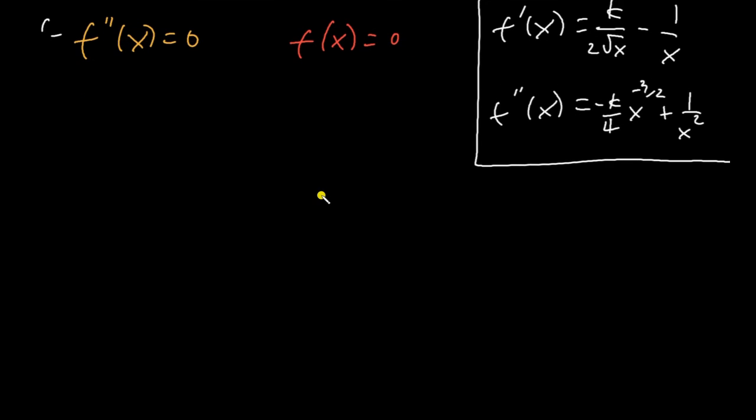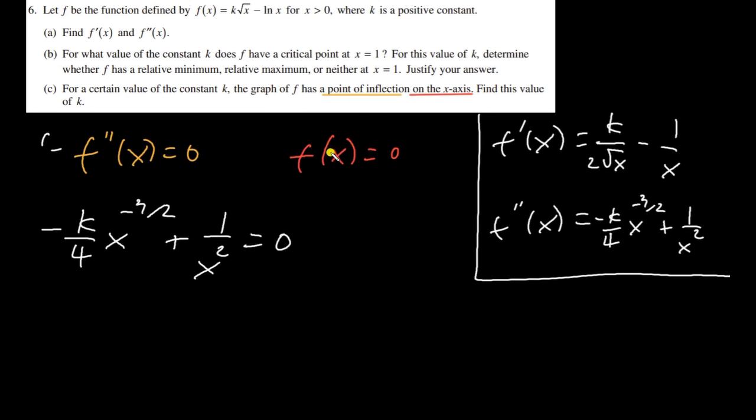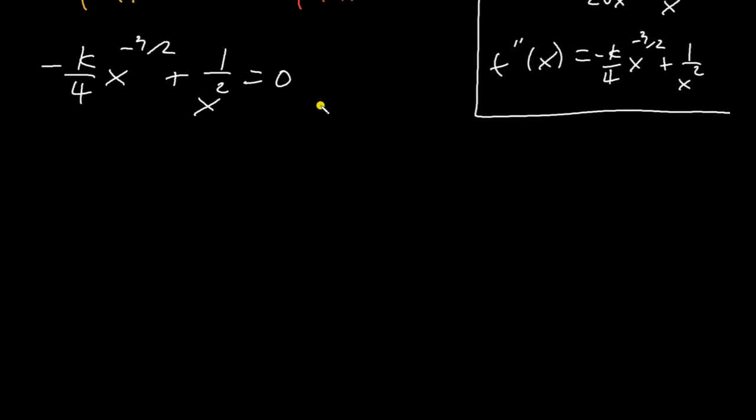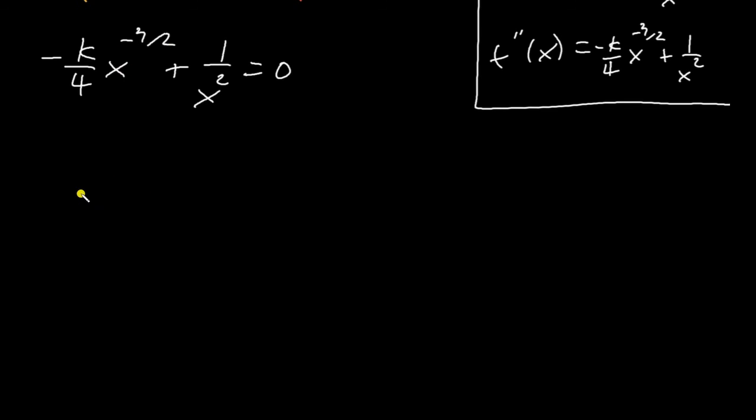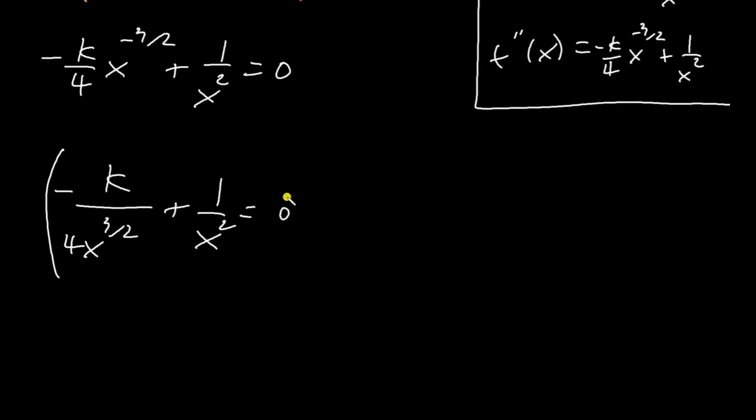We'll start with f double prime of x, okay? We'll take this and set it equal to 0. So negative k over 4, x to the negative 3 over 2, plus 1 over x squared equals 0. And by the way, something important, x is greater than 0 here, right? So I can bring the 3 halves down, so I'll get negative k over 4 x to the 3 halves plus 1 over x squared equals 0, okay? And I will multiply everything here by x squared. That'll simplify a lot.